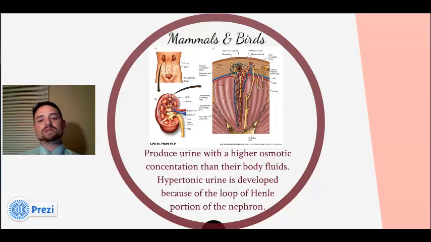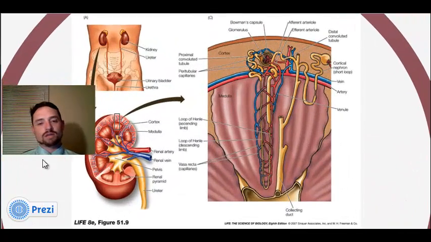So where hypertonic urine is developed is because of the loop of Henle portion of the nephron. And we can zoom in. We're going to look a little bit more in depth at this in just a second.